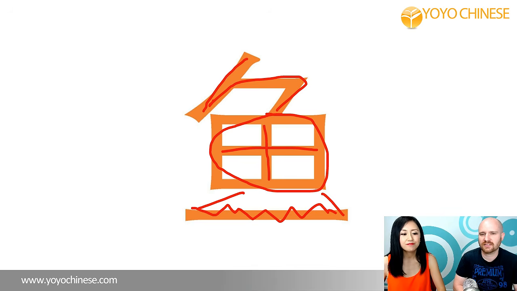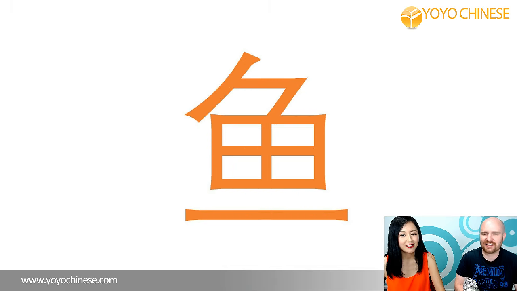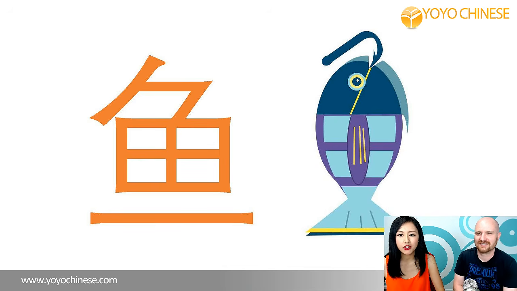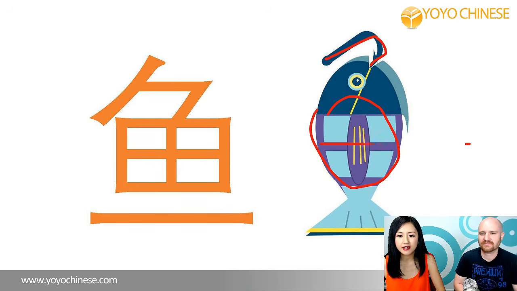Yeah, for sure. I feel like fish is one of the good ones. When I look at this, I think of a fish picture, like the one we're about to show. Let's do it. I think it's great. Okay, so it does look like a hook, right? A hook, a body, which looks like a square with a cross in it, lines on it. So this is yu, which means fish.